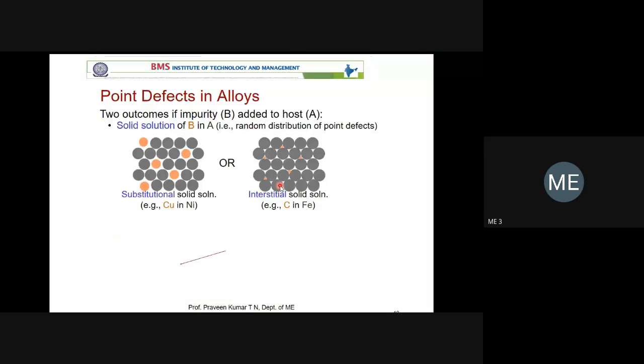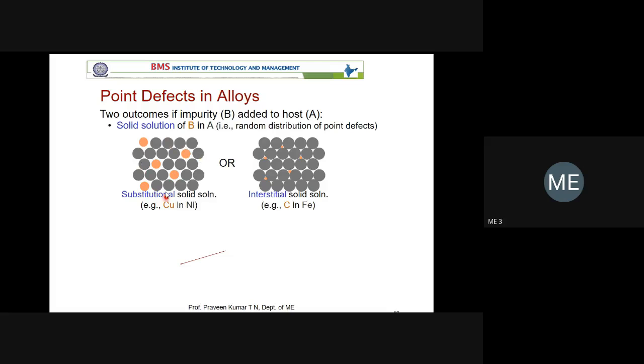So we are adding an alloying element. There is a point defect in the alloy. Here you can see one atom, we have black circles, and one more is an orange circle. These are orange, so that is a reddish color. The black atoms are replaced by some reddish colored atoms. That is nothing but a substitutional solid solution.